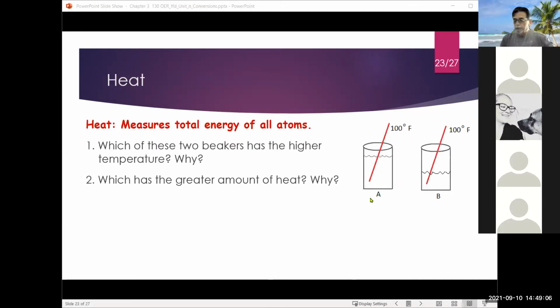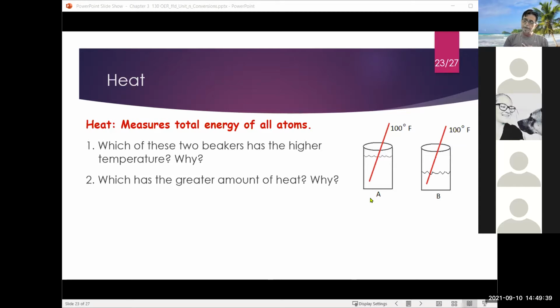All right, with respect to heat and energy, you can see there's two beakers here. They ask you the first question, and you're like, oh, wait a minute, sounds like a great question. It says, which of these two beakers has a higher temperature? Well, they both have the same temperature. I'm assuming that red line's a thermometer and is registering at 100 degrees Fahrenheit. So they're both at the same temperature. And then the second question is, which has the greater amount of heat?